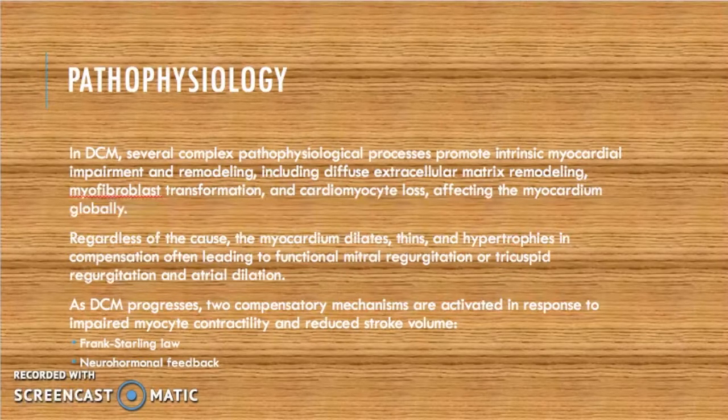As said before, the two compensatory mechanisms are the Frank-Starling law and neurohormonal feedback. This is via the activation of the sympathetic nervous system and the renin-angiotensin system. These responses initially compensate for decreased cardiac output and maintain those with DCM as asymptomatic. Eventually, however, these mechanisms become detrimental, intravascular volume becomes too great, and progressive dilation leads to heart failure symptoms.